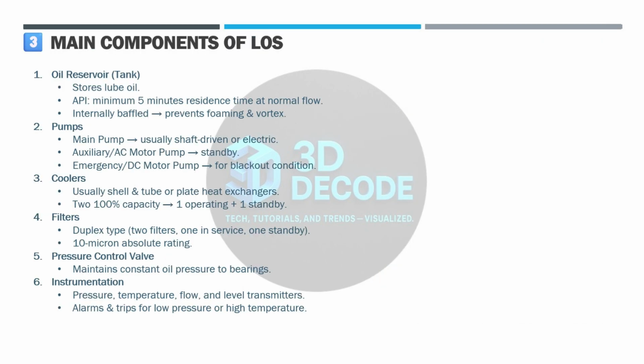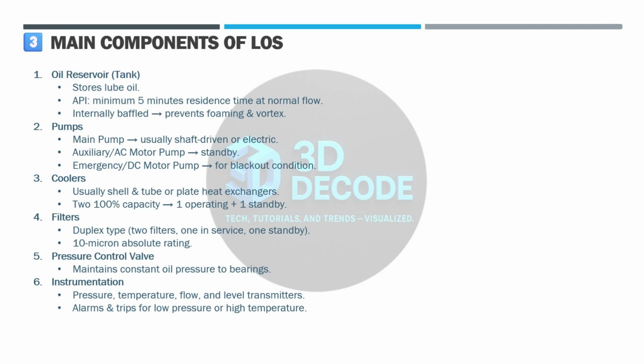Main components of LOS. Now let's look at the key components. Oil reservoir, tank, stores the oil with at least 5 minutes residence time at normal flow as per API. Internally baffled to prevent foaming and vortex formation. Pumps: main pump, usually shaft-driven or electric. Auxiliary AC motor pump, standby. Emergency DC motor pump, protects the machine during a blackout.